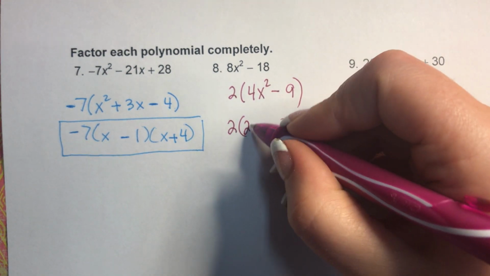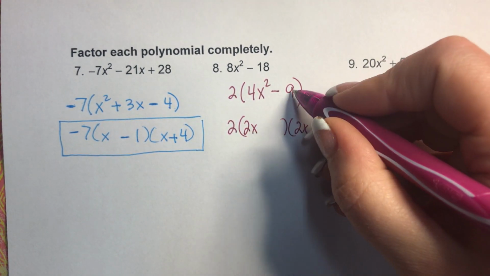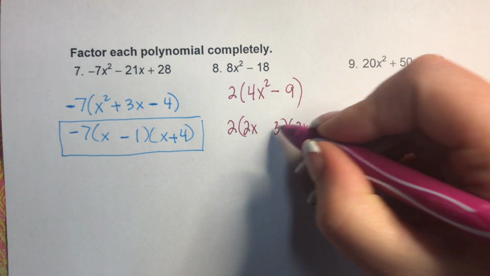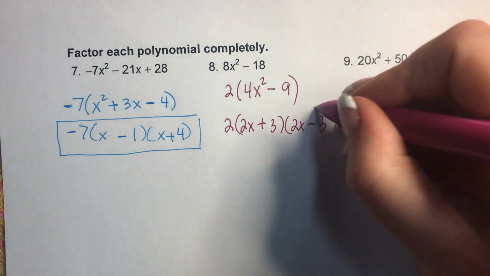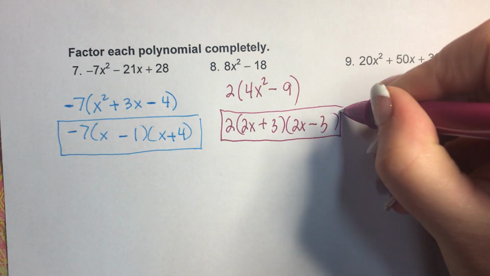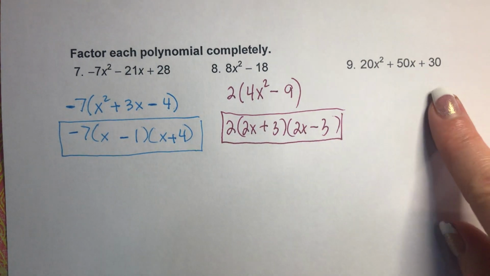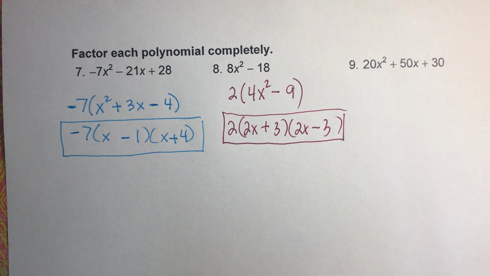We know it's going to be 2x, 2x. The 9 is the same thing as 3 squared, right? So 3, it's a negative, so one has to be positive, one has to be negative, and yes, that is our answer. Okay, let's go ahead and look at this next one here.